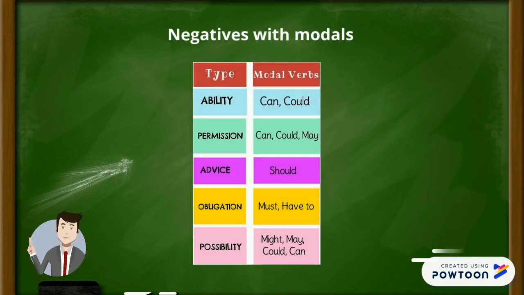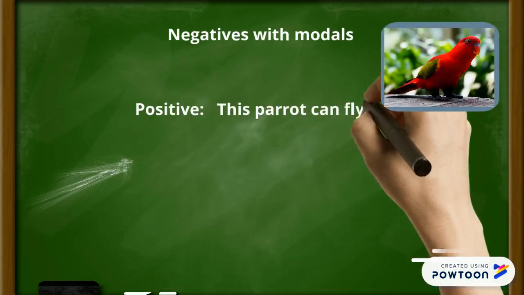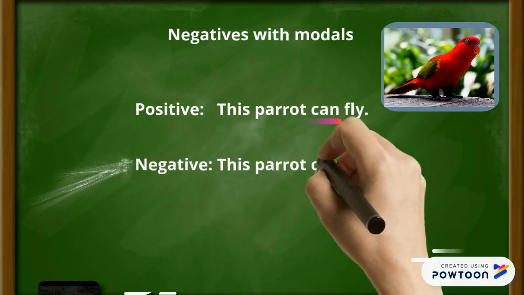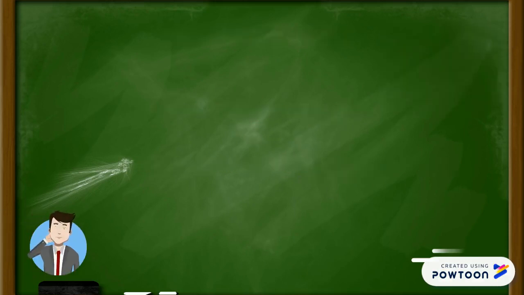Let's look at modals now. Modals accompany the infinitive form of another verb and are commonly used to indicate ability, permission, obligation, and capacity. In the sentence "this parrot can fly," we can switch out the modal "can" for its negative, "can't" or "cannot," to form the new negative sentence, "this parrot can't fly." Here are some examples of different types of modals and their negatives.